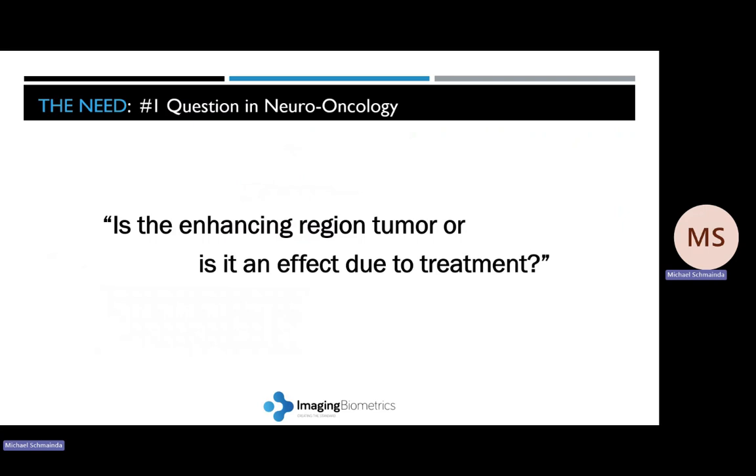So the need for FTB maps really centers around addressing one question commonly faced among treatment teams, and that is: is the enhancing region tumor, or is it an effect due to treatment?